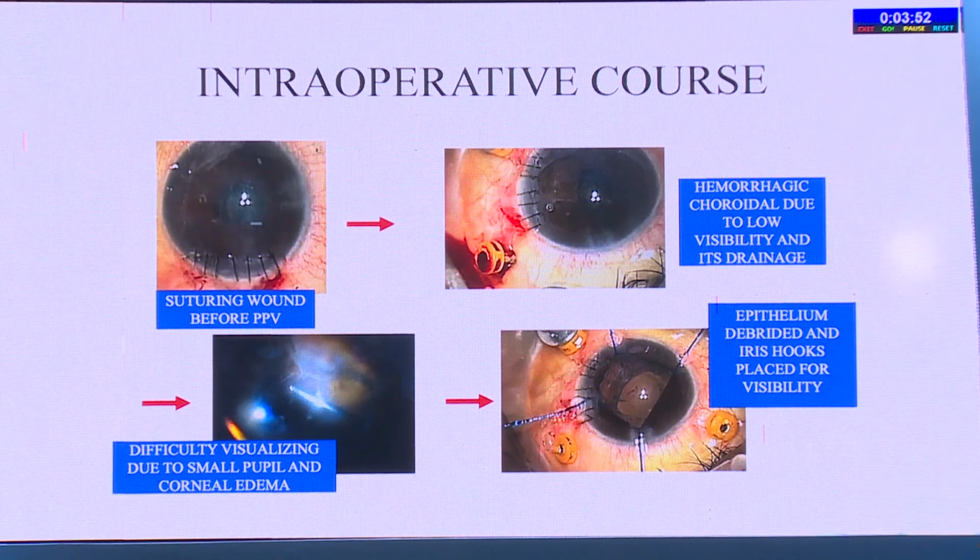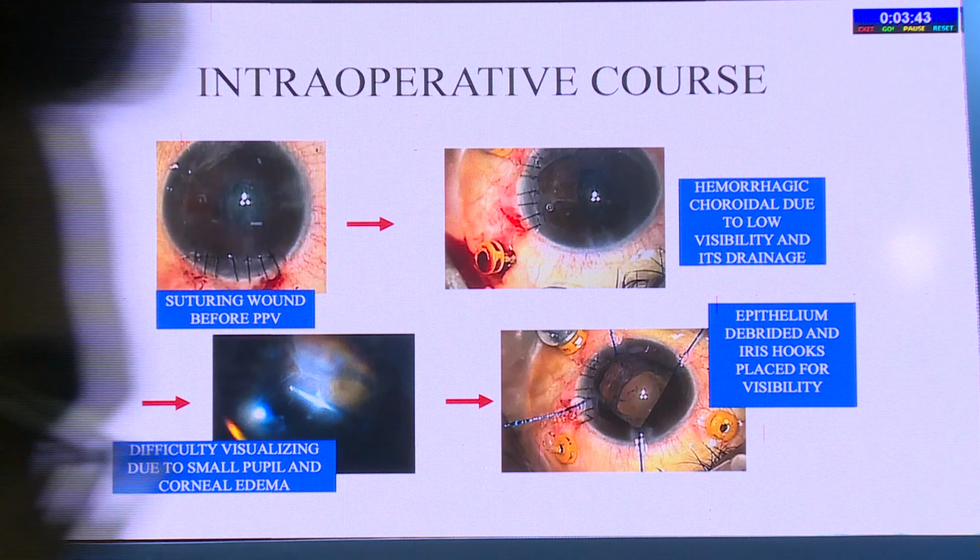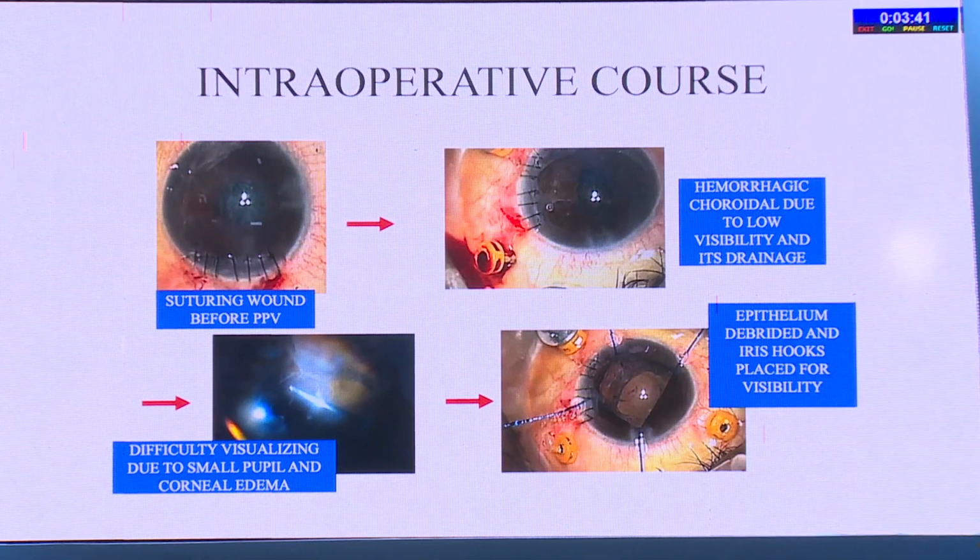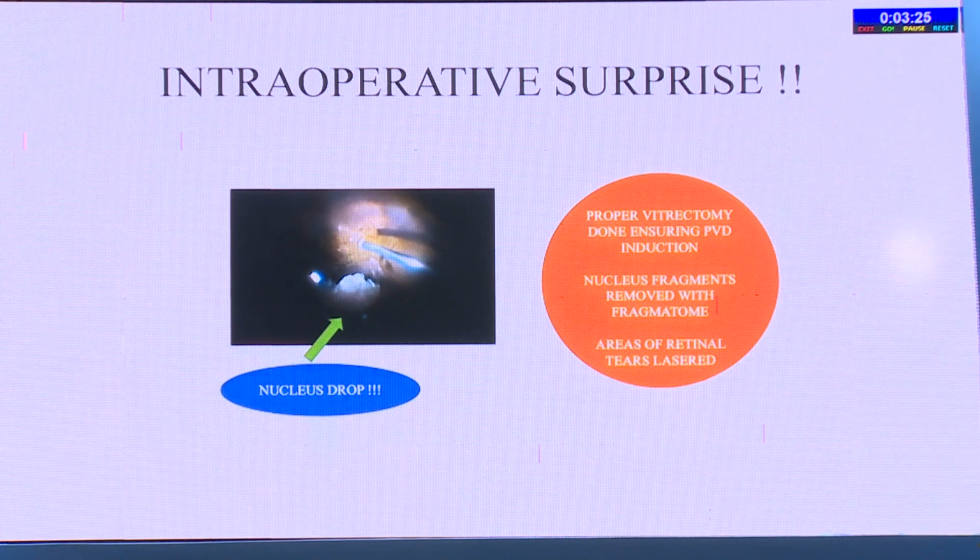First of all, we started with suturing the wound before the PPV. Then, while we were trying to do a PPV, there occurred a hemorrhagic choroidal due to low visibility, and we had to drain it. Then there was difficulty visualizing due to small pupil and corneal edema. So we had to remove the epithelium as well as put in iris hooks in that patient for better visibility. And what did we see?